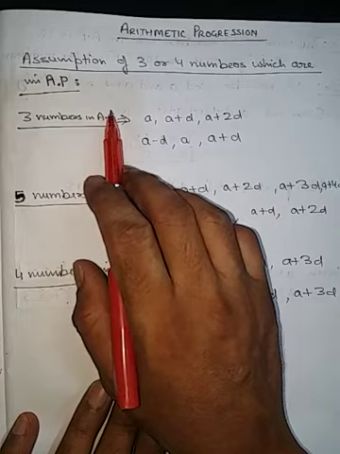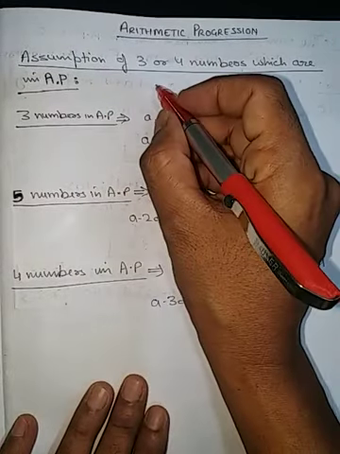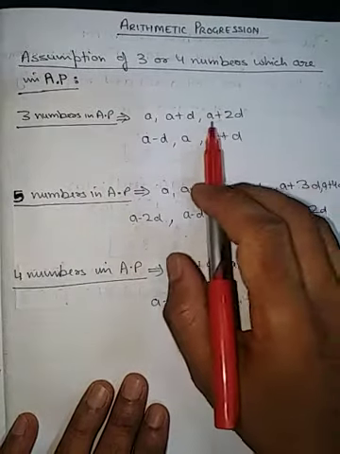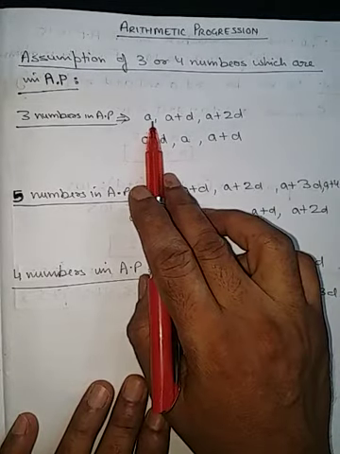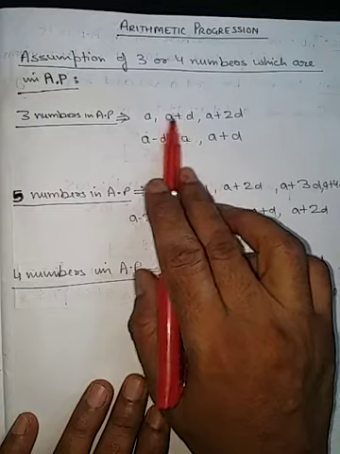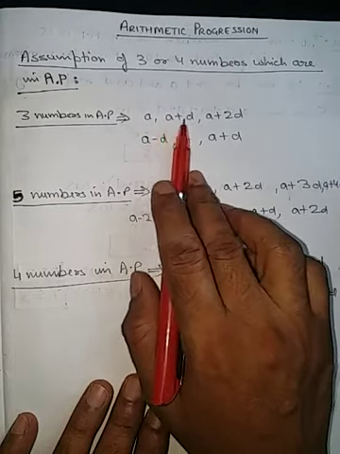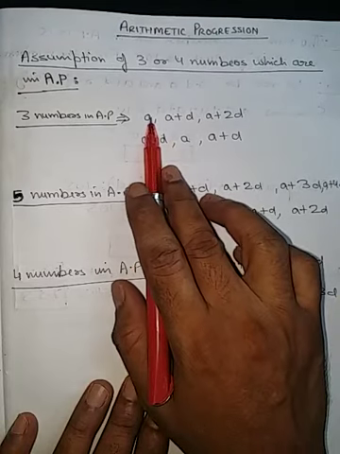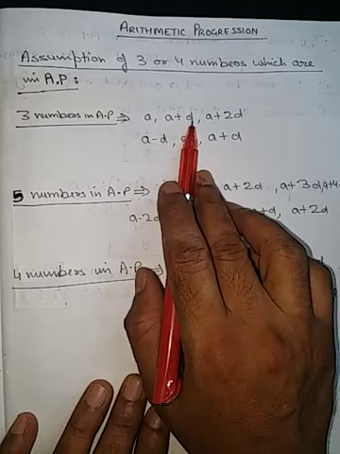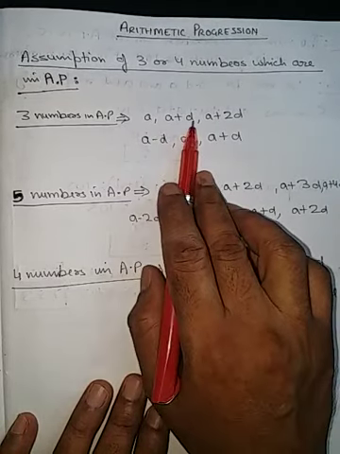We know that what is AP series? Series which has common difference. Common difference means, suppose this is A. The next number will be what? The difference between them should be a common difference. Let that common difference be D or whatever. So just add that D value in the previous number, we get the next number.